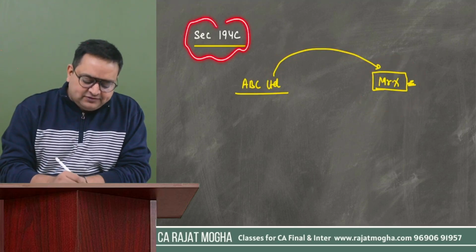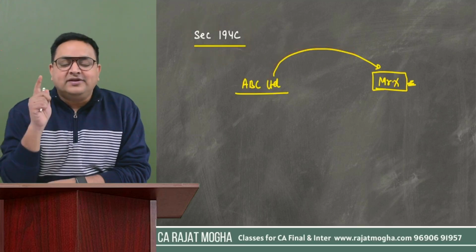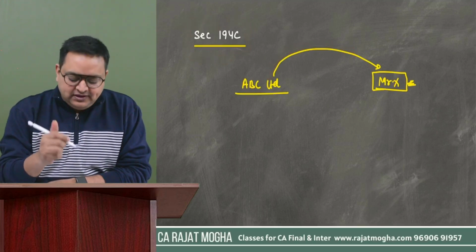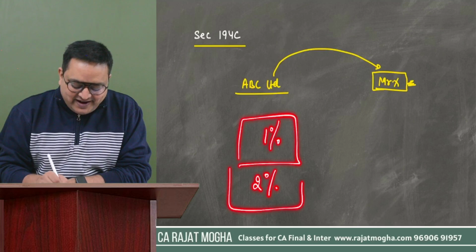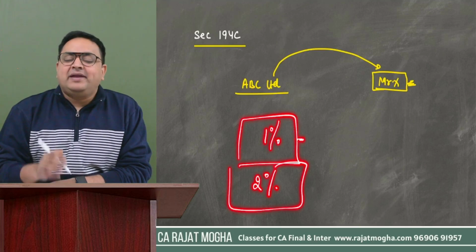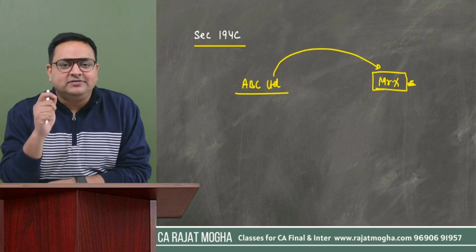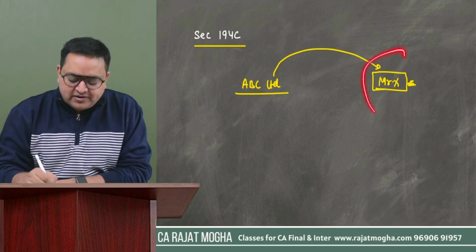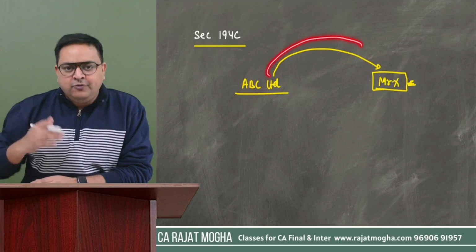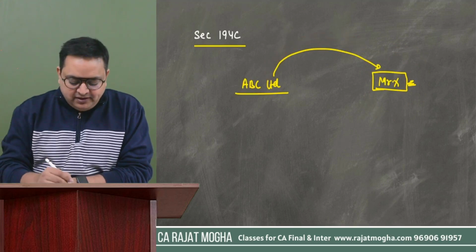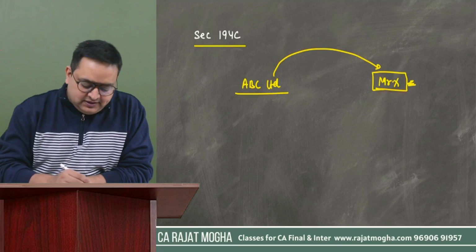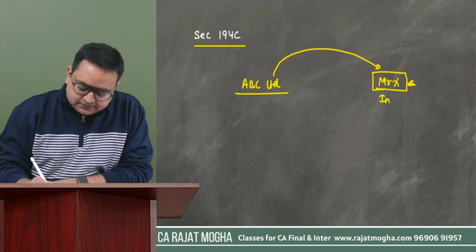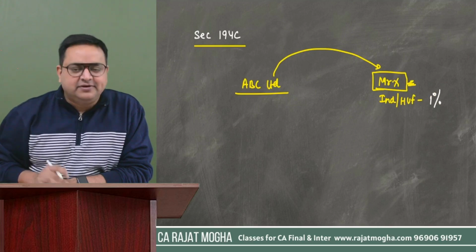In section 194C, we are going to deduct TDS. What is the rate of TDS under 194C? It is either 1% or 2%. So there are two rates of TDS in 194C. At some places you will apply 1% and some places you will apply 2%. It depends upon the contractor to whom we are making the payment. So we are making a payment to Mr. X. If this particular contractor is an individual or HUF, the rate of TDS will be 1%.